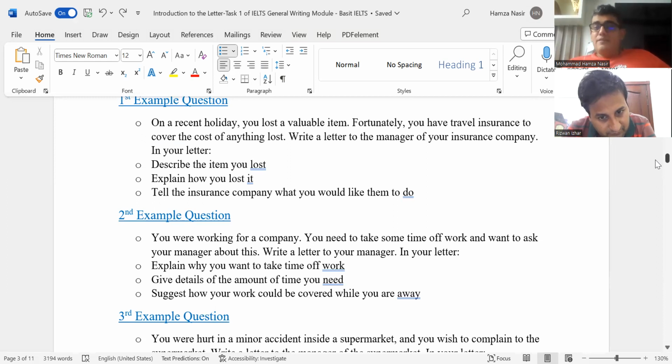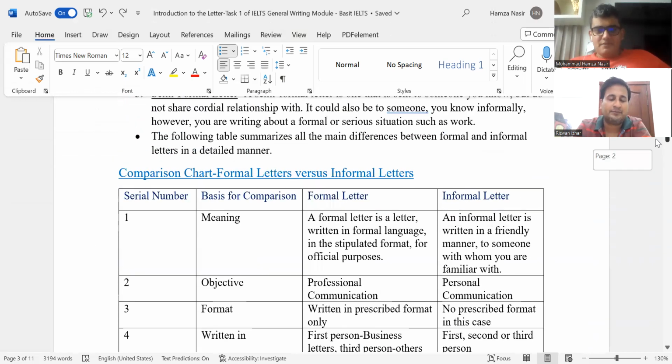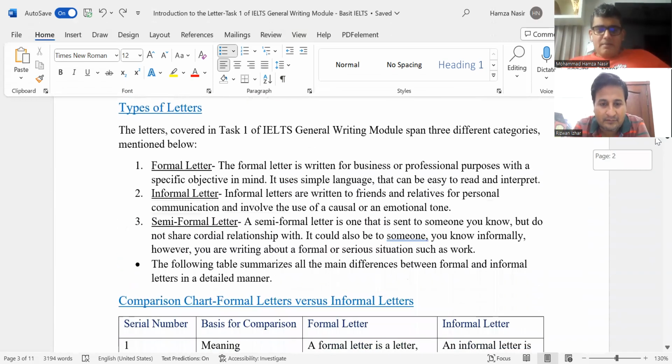ये फॉर्मल है, इनफॉर्मल है, ये सेमी फॉर्मल है? एक सेकंड, वेरी गुड, इससे पहले कि हम आगे चलें, याद रखें, a semi formal letter is one that is sent to someone you know but you do not share a friendly relationship with, and you're writing about a serious situation such as work.